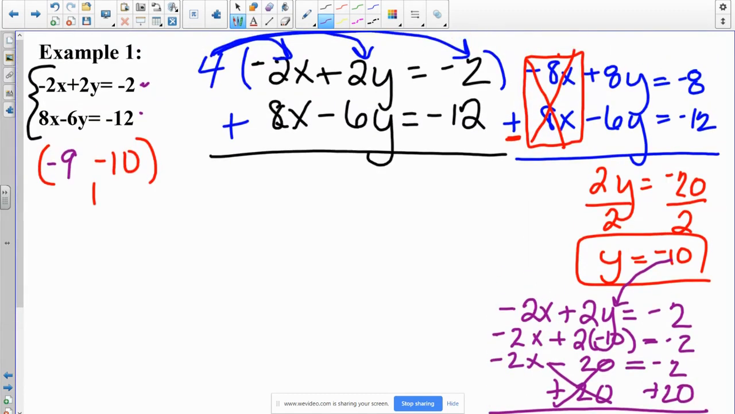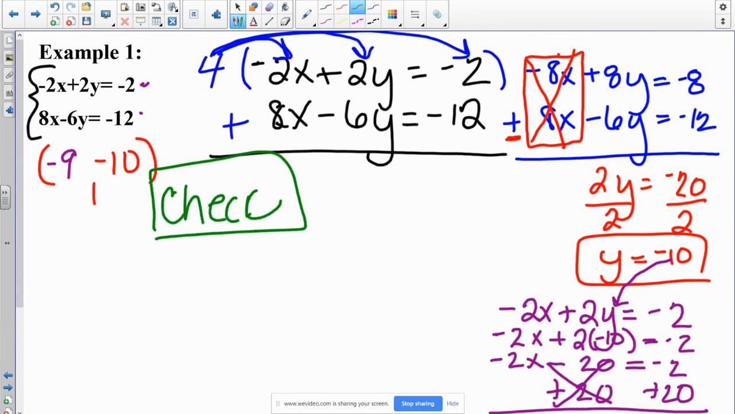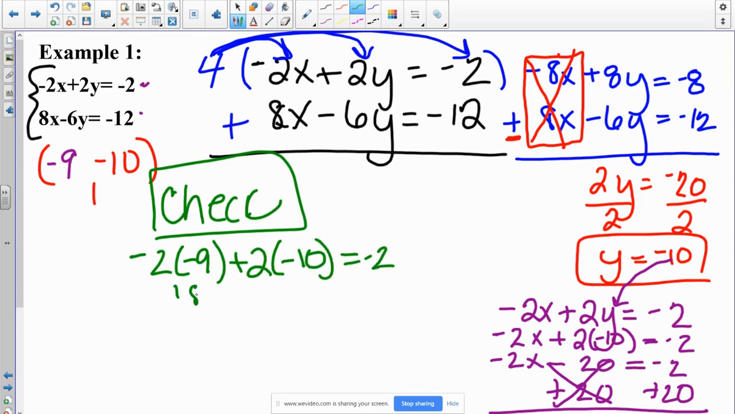Last thing to do is to check. So as I check, I'm going to plug them into both. So -2 times -9 plus 2 times -10 better equal -2. Well, this is 18. This is a negative 20. If I take 18 minus 20, that does give me negative 2. So I know it's correct for the first equation.